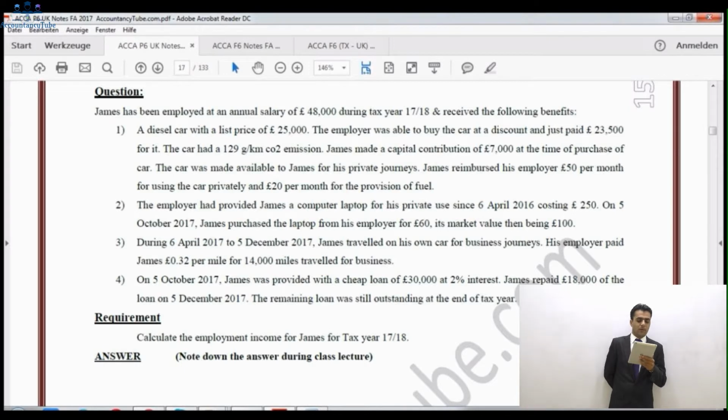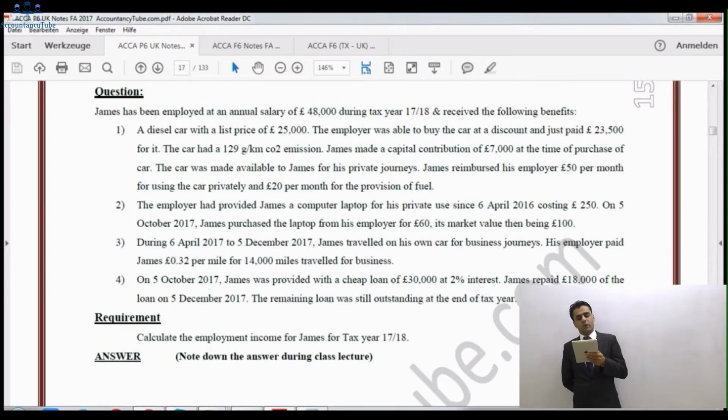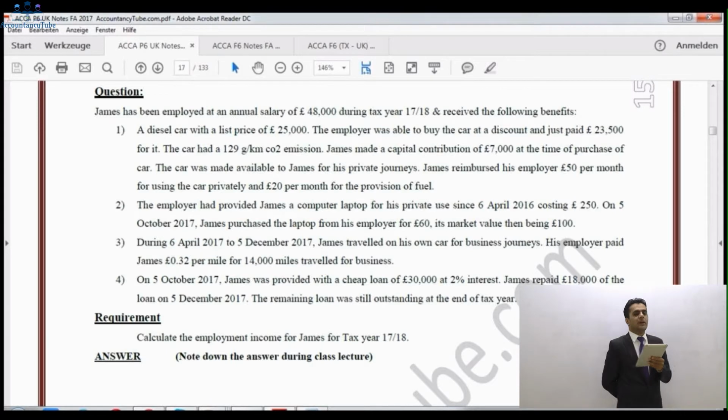So £25,000 less £7,000. Am I doing it right? No, the capital contribution by the employee is restricted to £5,000 only. So we will take £5,000. It doesn't matter how much the employee has paid at the time of purchase. The car was made available to JAMS for his private journeys as well.